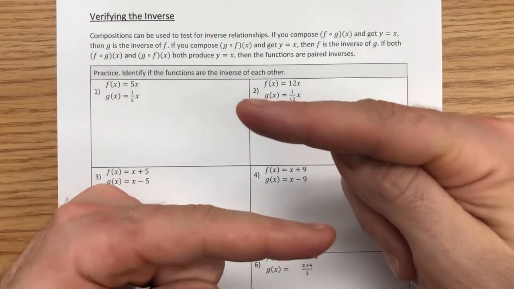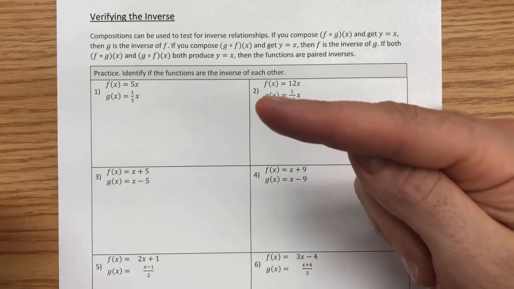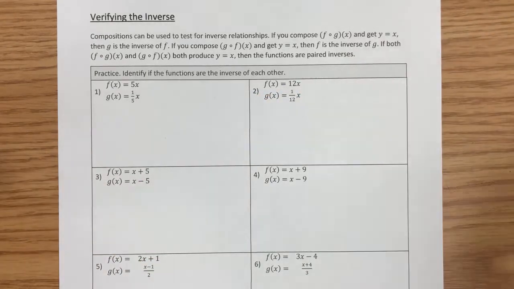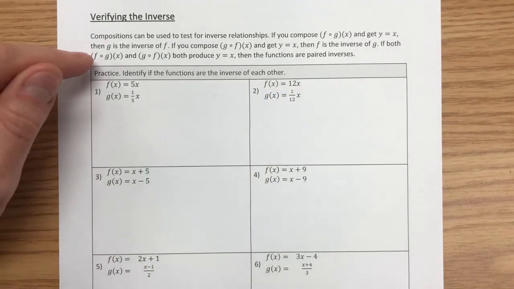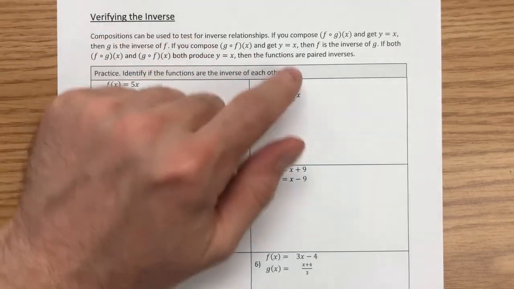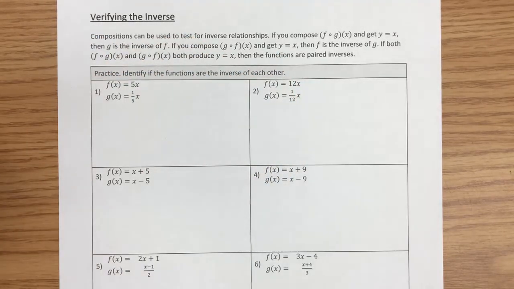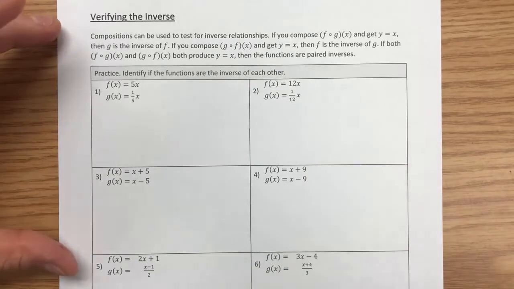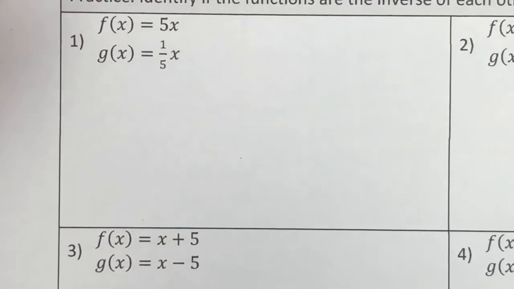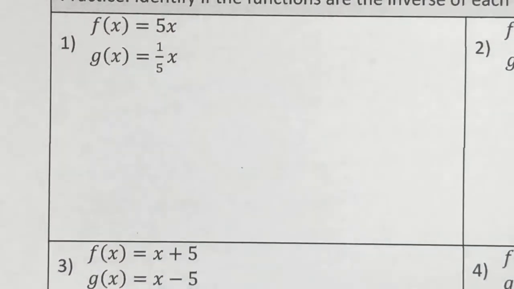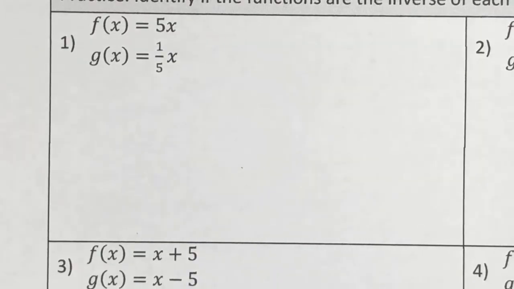Sometimes this is not a two-way relationship, it's just one-way. The other one might not be able to produce an inverse. If both functions produce y equals x, then that means they're a pair of inverses. So without further ado, let's jump into the first one. We're going to see if these functions are inverses of each other, and if they both are, then they're paired inverses. So let's give this a shot.